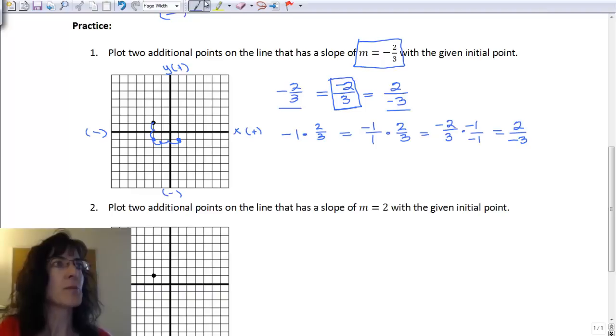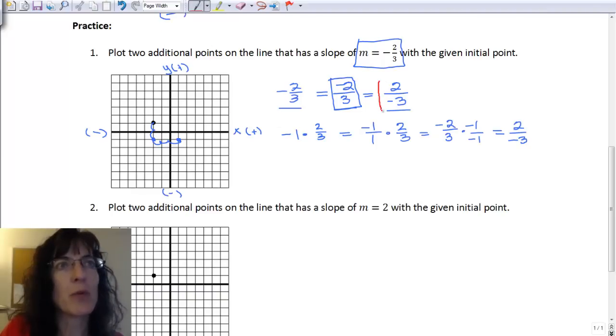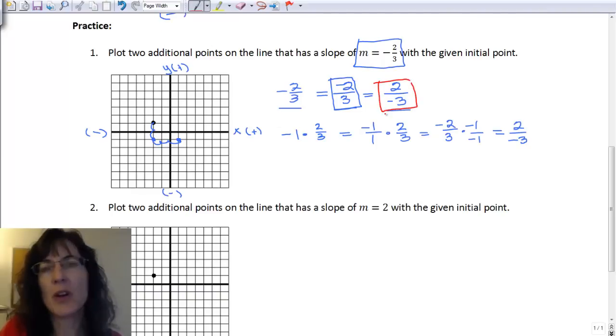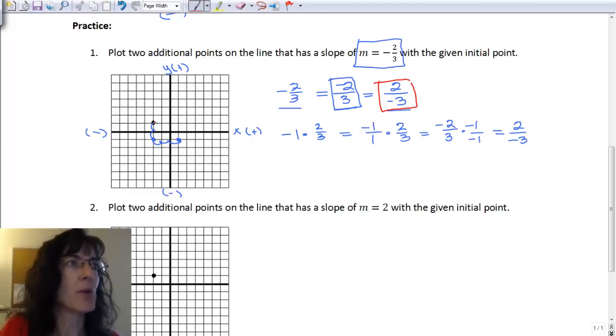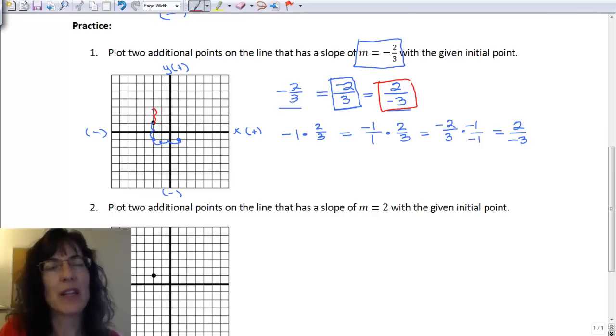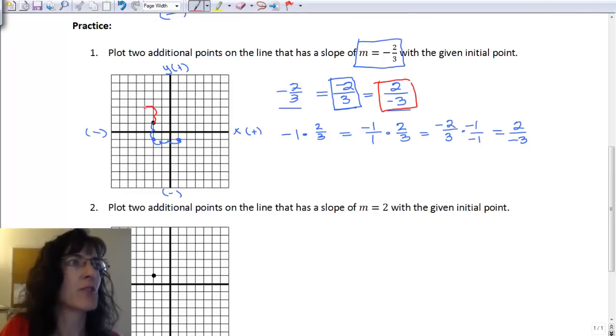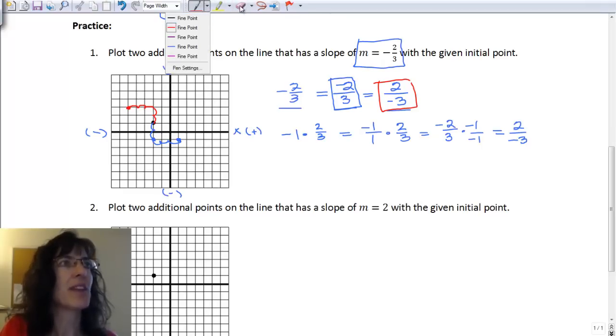Okay, one more time, switch the ink so you can see where I'm going. This one I'm going to do the 2 over -3. So start at my initial point, and it's a +2 for the rise, so I'm going to go up 2, and then a run of -3 this time, so in the negative direction, 1, 2, 3. That puts me right there. And now you can see my 3 points.